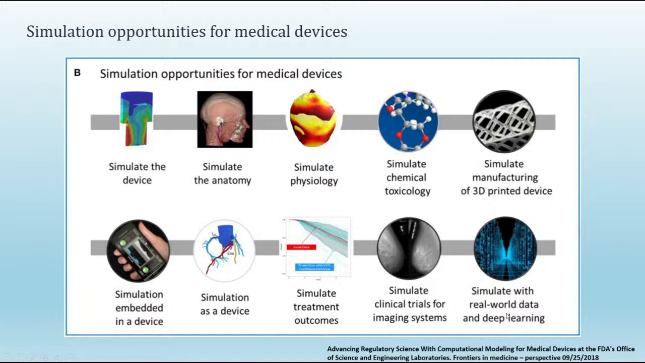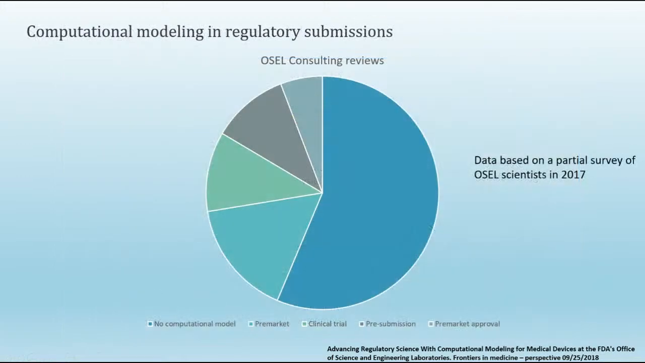So usually this kind of goes from left to right in terms of how complex the modeling gets. We typically focus on simulation of device and the anatomy. We have some partners that allow us to simulate the physiology and maybe the chemical toxicology, and ANSYS recently has some additional tools for device 3D printing. But also, this idea of verified code and simulating embedded devices as well as simulation as a device can be done as well. So in terms of some numbers, there was a survey that went out to the OSEL scientists.